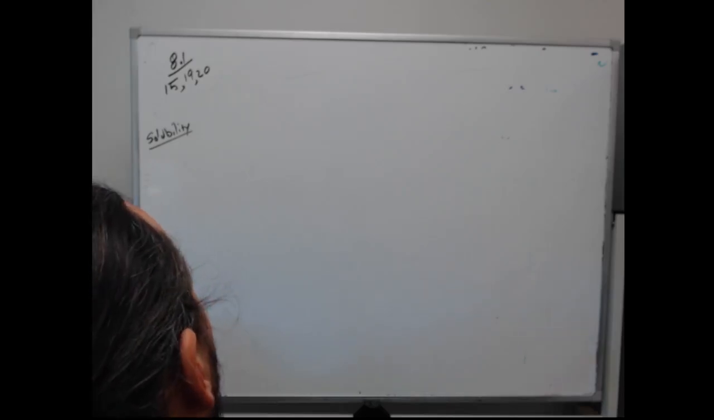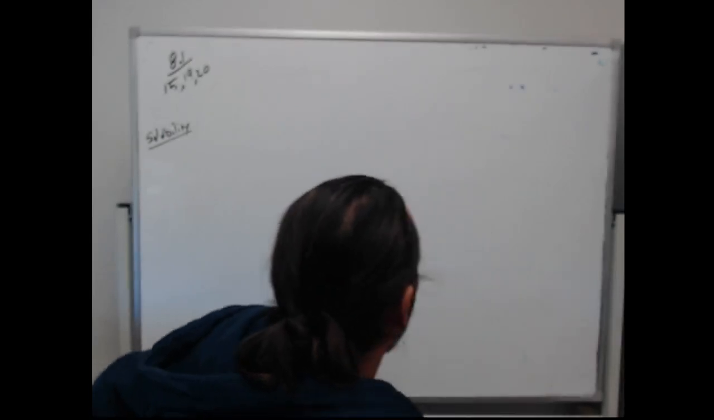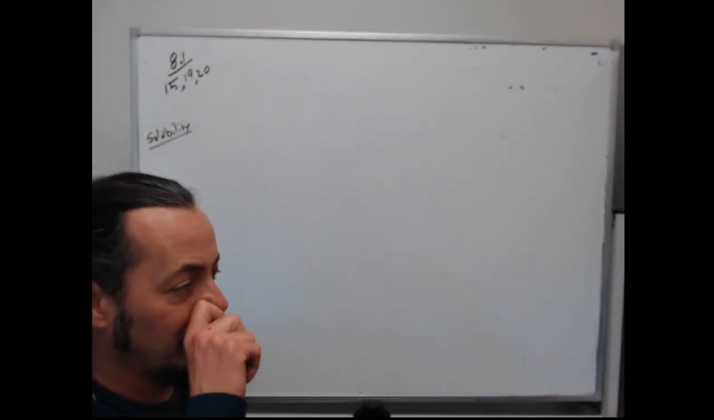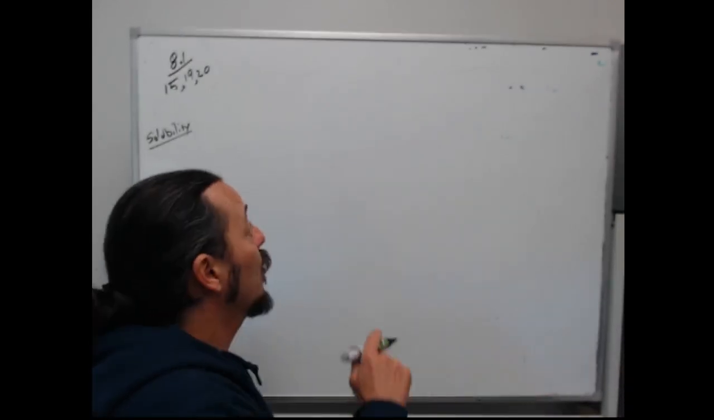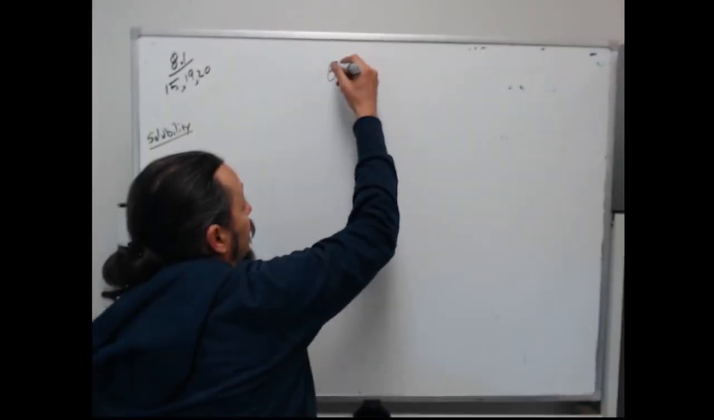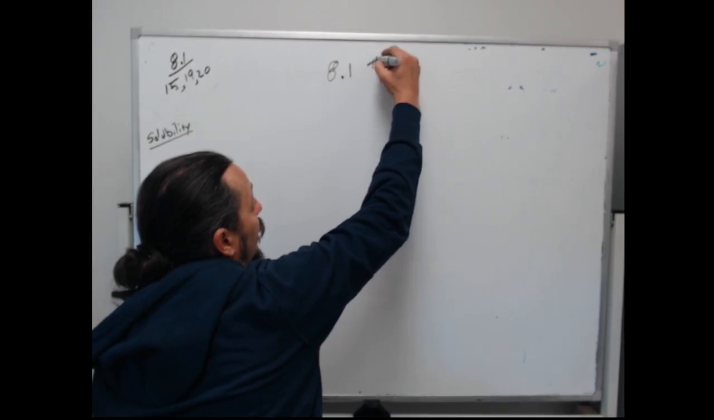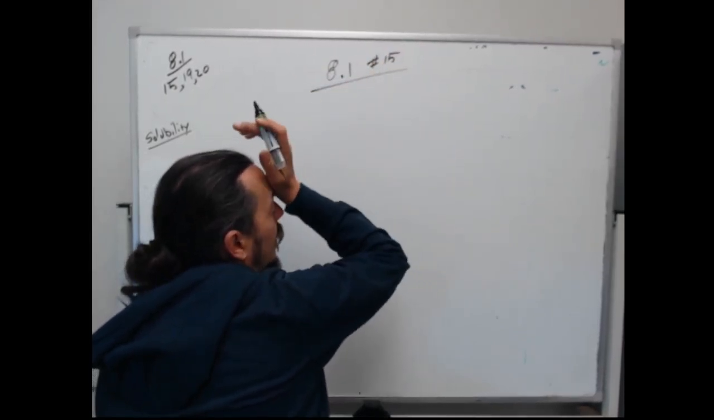Okay, so we got some 8.1 questions, and then we're going to do that dreaded solubility quiz question again. Let's start with 8.1, number 15. It's asking for the voltage of the cell at 298 Kelvin.